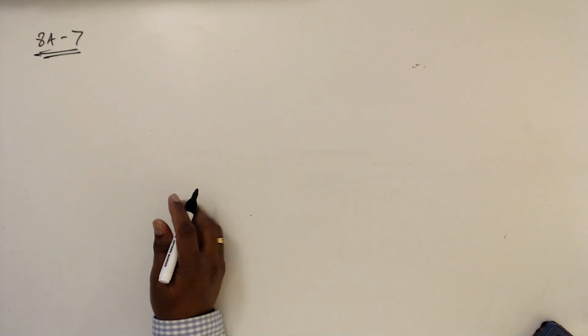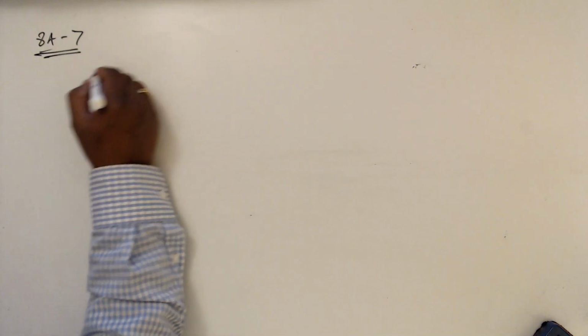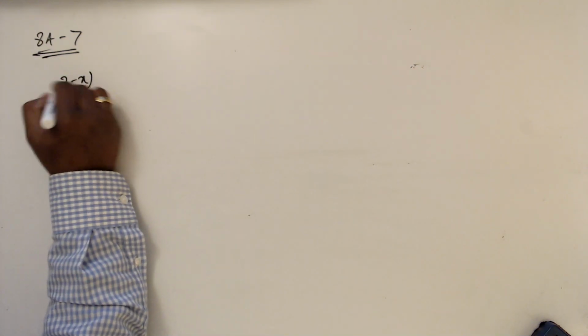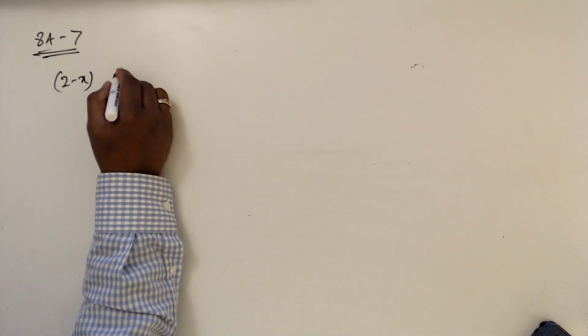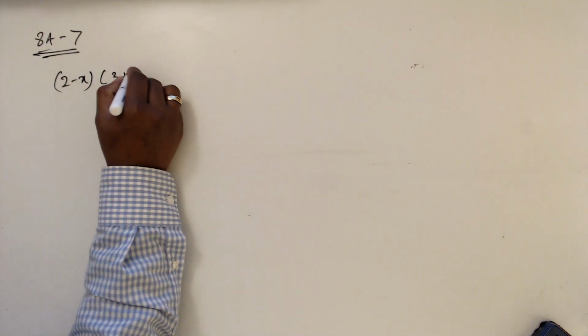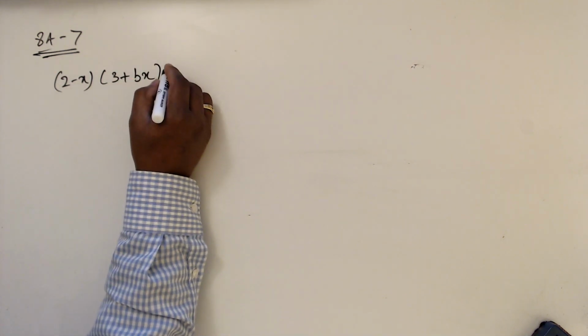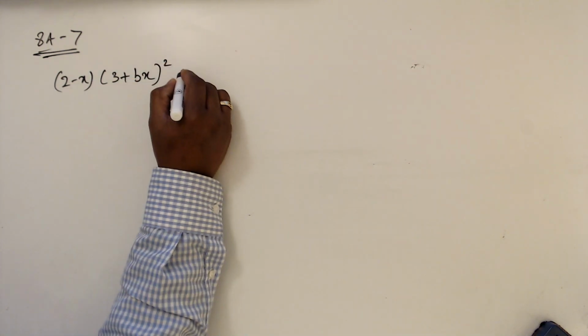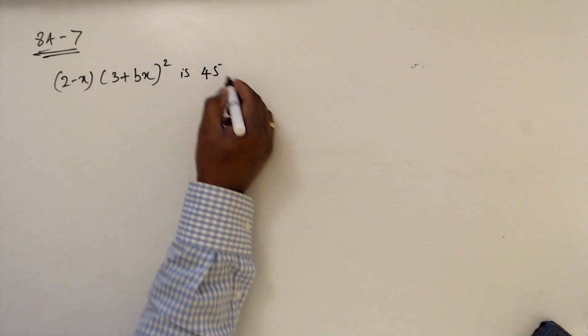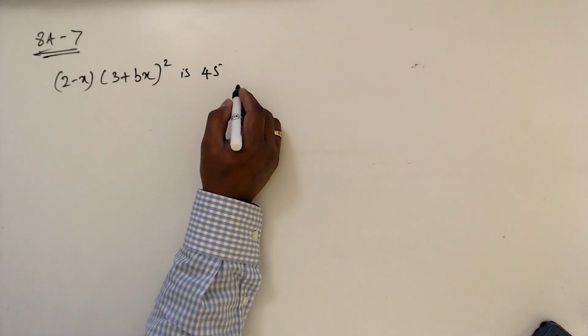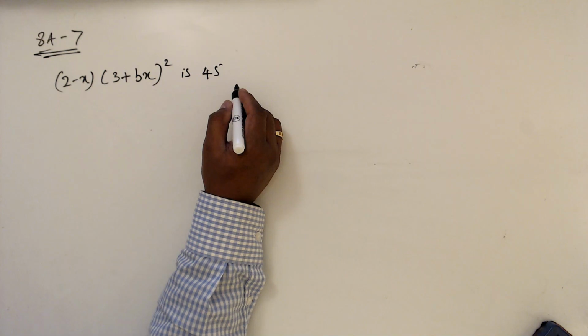Question number 7. (2 minus x)(3 plus bx) square is 45. Find the possible value of the constant b.